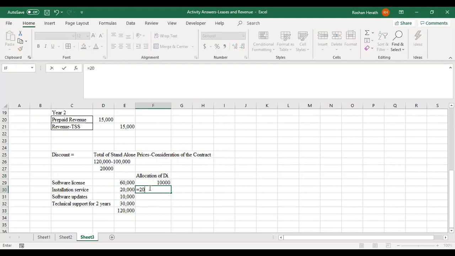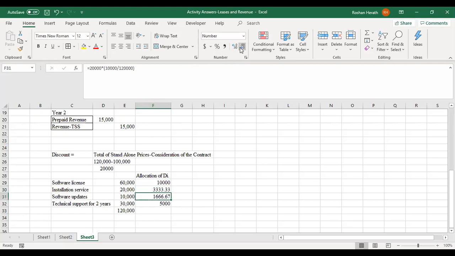Then you have the installation service: the discount, 20,000, multiplied by 20,000 divided by 120,000. It's 3,333. Then you have 10,000: the discount, 20,000, multiplied by 10,000 divided by 120,000. Then you have 30,000: discount 20,000 multiplied by 30,000 divided by 120,000. So there it comes to 5,000. Now you can see, once you do this on the proportionate basis, the entire discount you have allocated. If you take the total, that is 20,000.